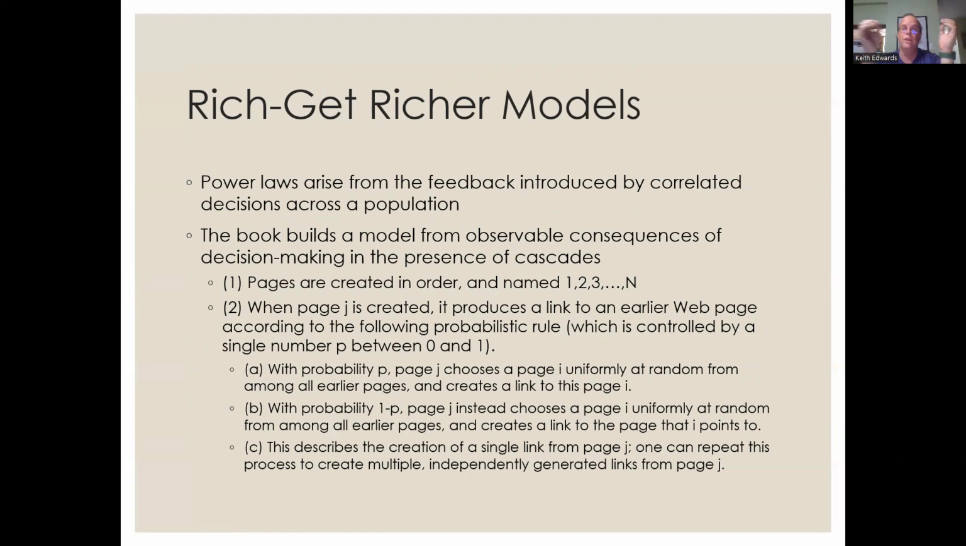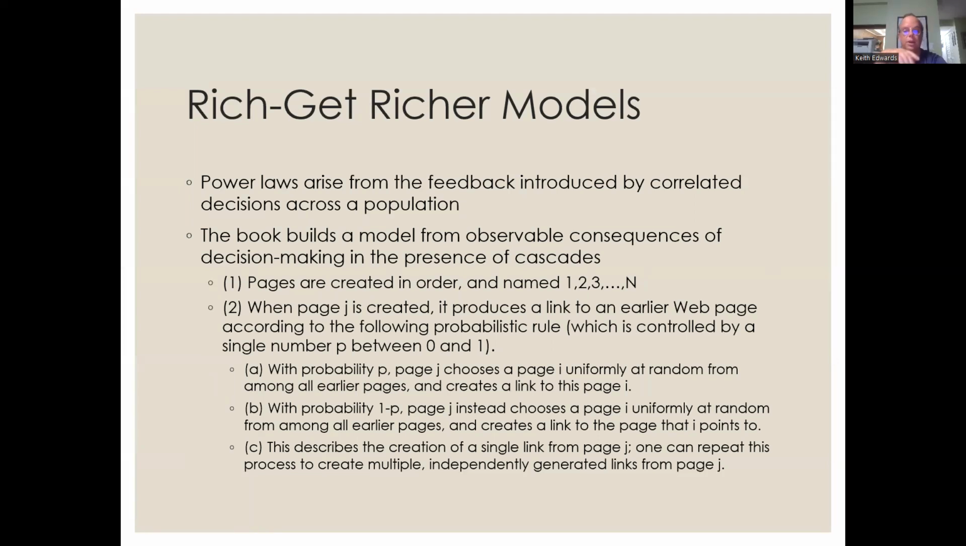So we have the pages created in order. Page 1 is created first, page 2, page 3, all the way up to page N. And when page J is created, it produces a link to an earlier web page, according to the following probabilistic rule. With probability p, it chooses a page i uniformly at random from all the other earlier pages. So if we're on page 4, it could pick uniformly between page 1 to 3. With probability 1 minus p, it instead chooses a page i uniformly at random from among all earlier pages and creates a link to the page that i points to. This describes the creation of a single link from page J.